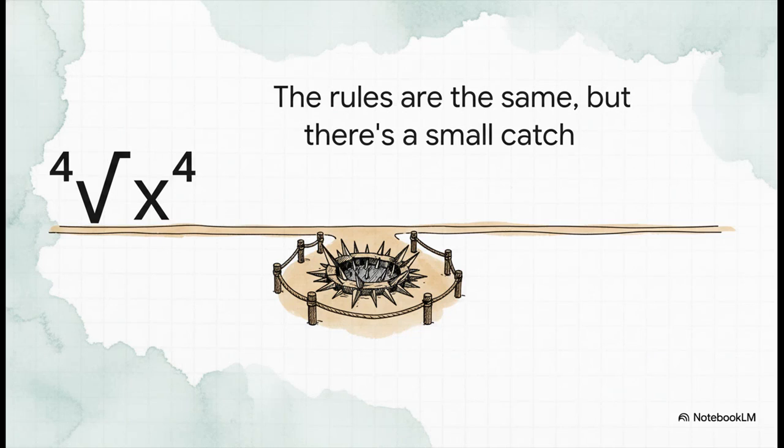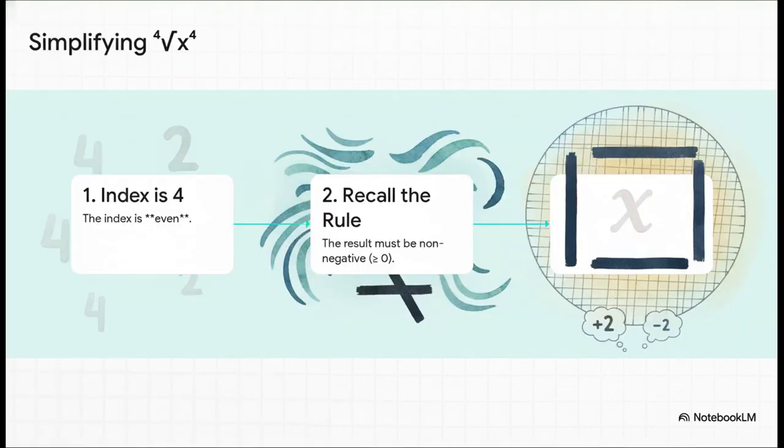All right, ready to level up again? What happens when we're not dealing with numbers, but with variables, like x? The rules are exactly the same, but there is one tiny extra detail that you have got to watch out for. So we're simplifying the fourth root of x to the fourth. We see the index is 4, that's even, and we know the rule. Our answer has to be positive or 0.